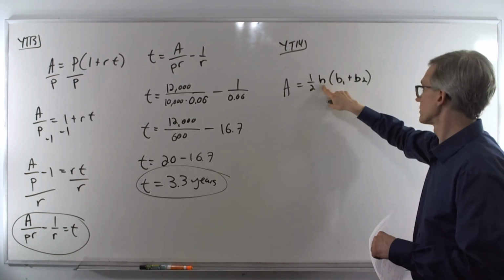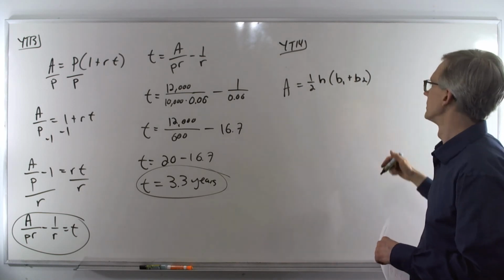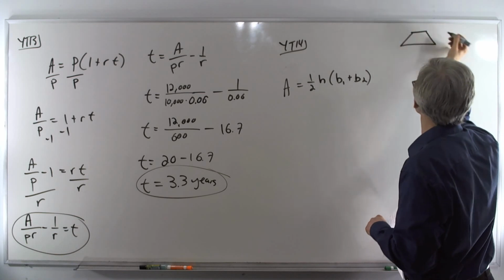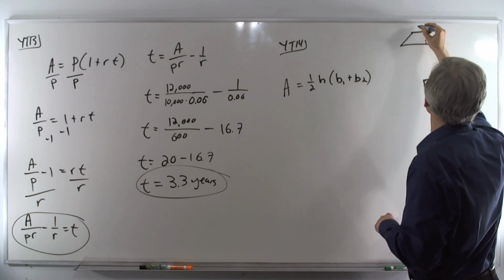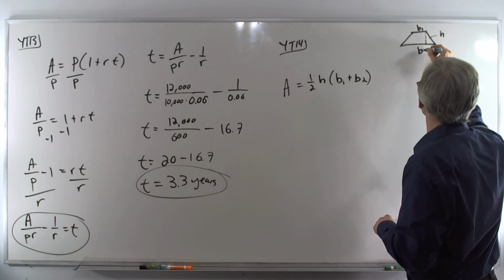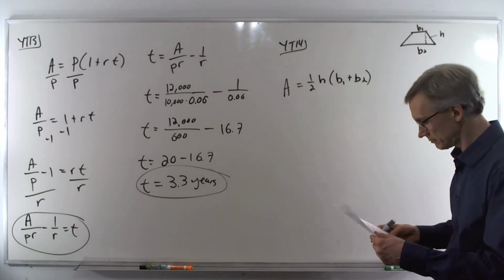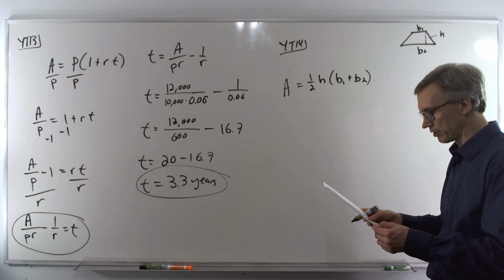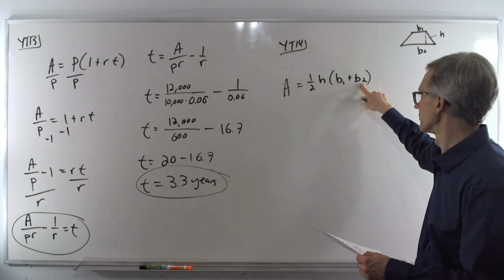So h is the height of the trapezoid, b1 and b2 are the lengths of the bases. Trapezoid looking something like this. So height, base, and base. And knowing those three, we can calculate the area. However, we know everything except b2. So that's what we're solving for.